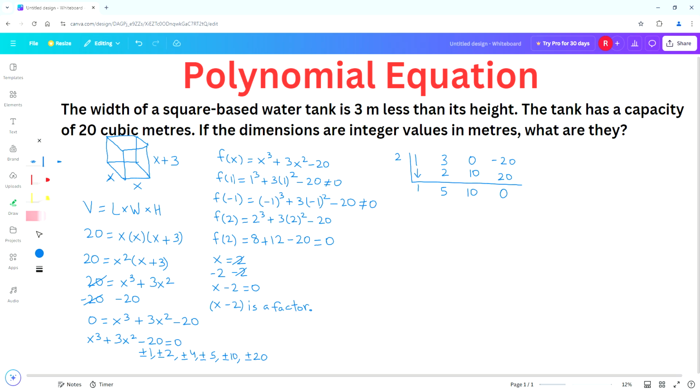The degree of the polynomial is 3. The degree of the factor is 1. So the degree of the quotient of this polynomial division will be 3 minus 1, which is equal to 2. So we'll assign x squared to the first number 1, x to the second number 5, and 10 is the number term in the quotient. Now we can write the polynomial in factored form using the factor we found. X minus 2 times the quotient of the polynomial division.